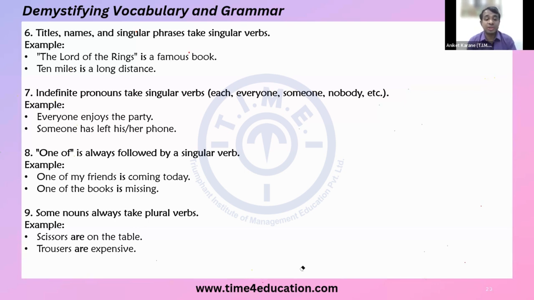So scissors are on the table. Trousers are expensive. Okay, so it can't be "scissors is on the table." When can I turn these words into singular? If I say "pair of." A pair of scissors is on the table. A pair of trousers was expensive. Understood?